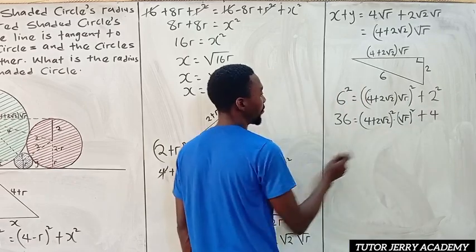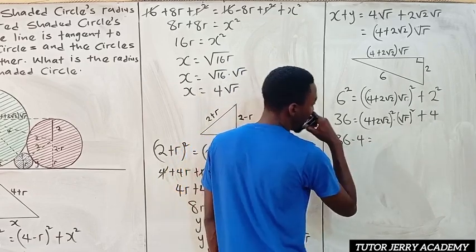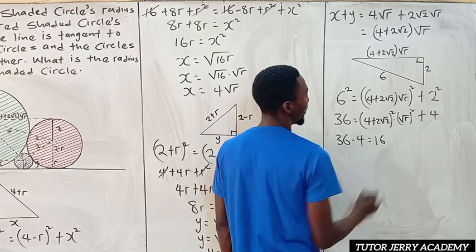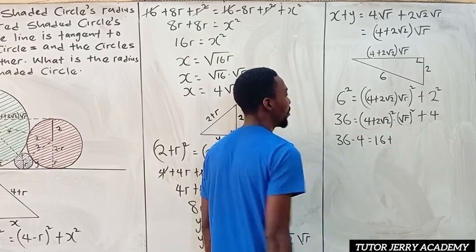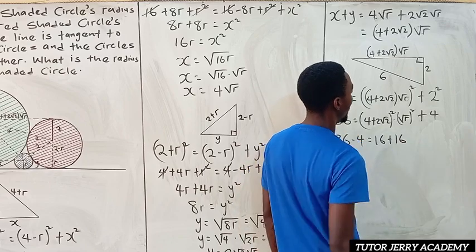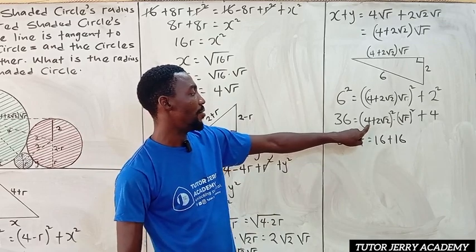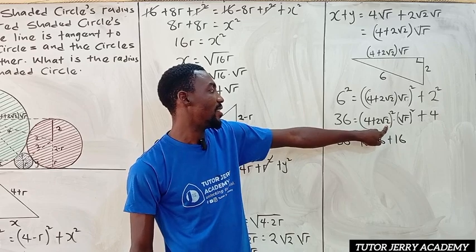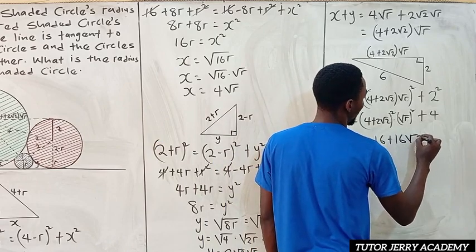All right, now by bringing this one here, I'll have 36 minus 4 equals, now we can decide to expand what we have here. So we are going to have this to be 16 plus 4 times this times 2. Okay, let's do this one step at a time. 4 multiplied by 2 root 2, that is 8, right? 8 times 2, that is 16. So 16 root 2.